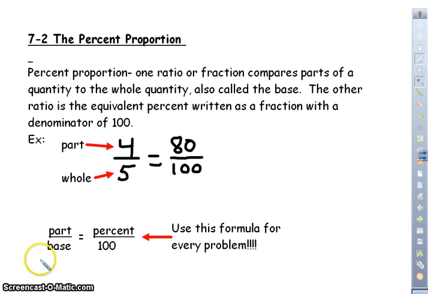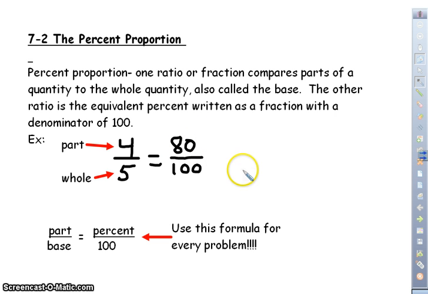What you are going to use is this formula. Part over base equals percent over 100. You're going to use this formula for every problem today, finding the part, finding the base. The percent is not written as a percent. It is the actual number. That's the only thing you have to be very careful with today.